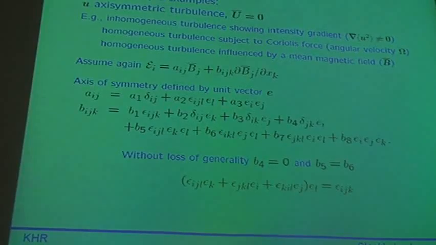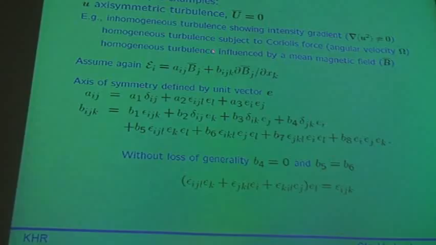Let me proceed with other still simple examples. I consider axisymmetric turbulence. Yesterday I defined what I mean by axisymmetric turbulence. I think here of inhomogeneous turbulence, where the preferred direction is defined by an intensity gradient. Or I think of a homogeneous turbulence under the influence of Coriolis force. Then the preferred direction, which defines the axis of axisymmetry, is the angular velocity omega.